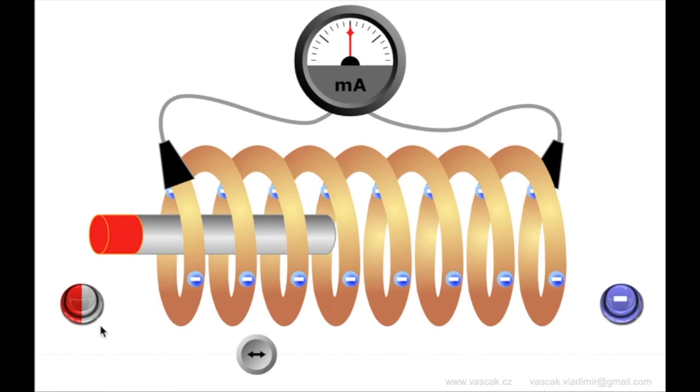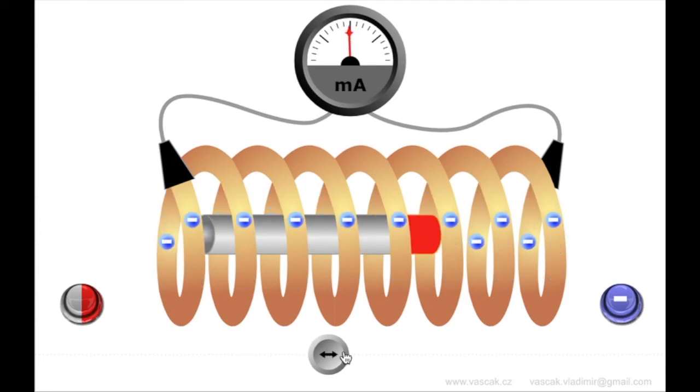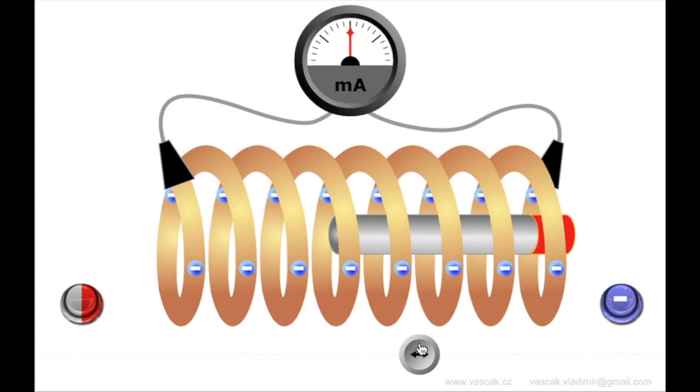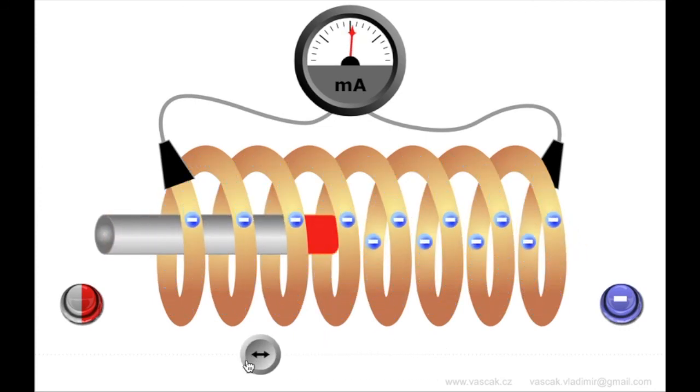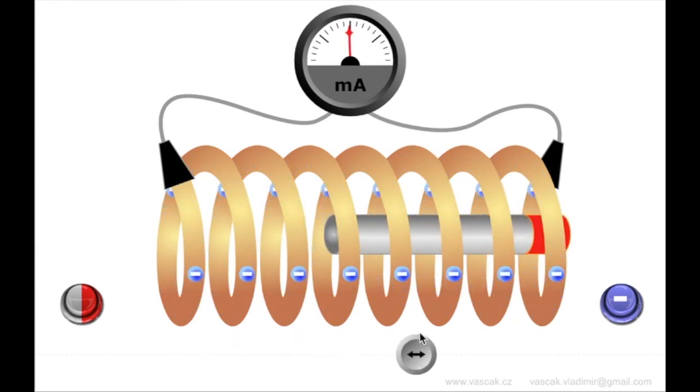The other thing we could do is flip the polarity of the magnet. So now I've got my north pole on the right hand side, and you can see that when I move it in this direction now, the electric current is moving in the opposite direction. And so by changing the direction of the magnetic field, I can change the direction of the electric current as well.